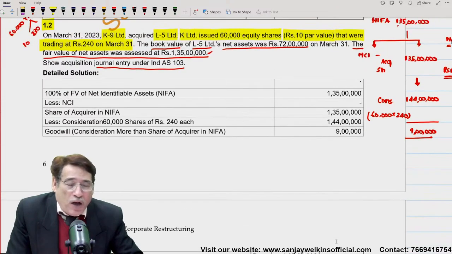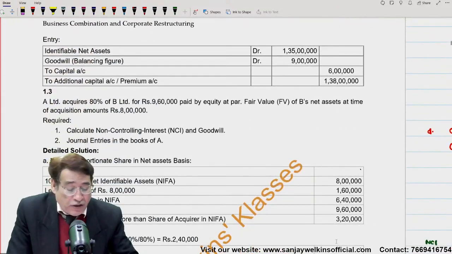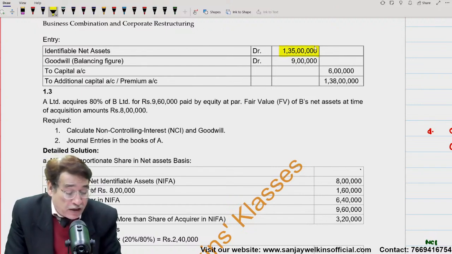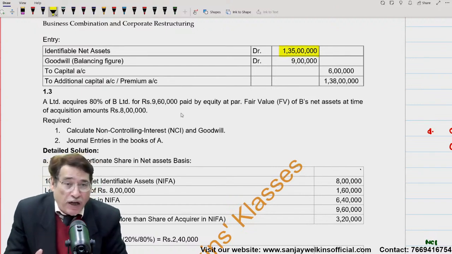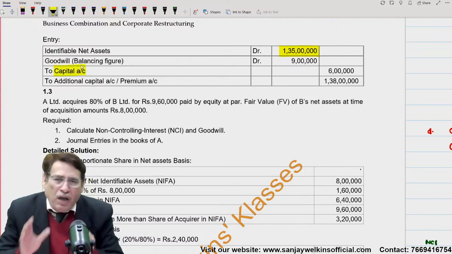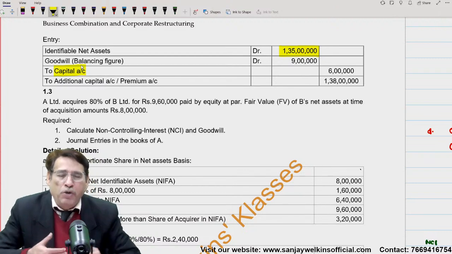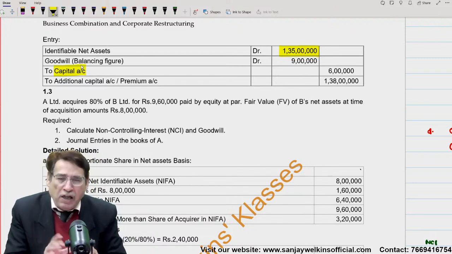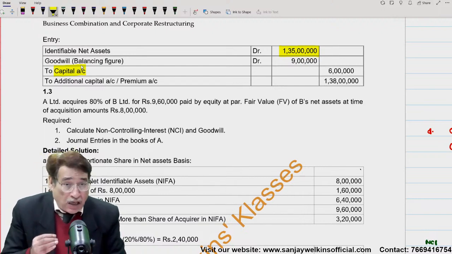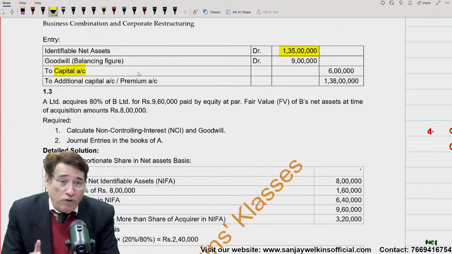Suppose I ask you what the entry will be; you can pass the entry in this manner. Here it is written. First of all, you write the net identifiable assets, 135 lakhs. Then see what I have written: to capital. If you ever get confused whether you should write cash or capital, at least for God's sake, write consideration payable. Is it clear to you? Otherwise, if you can write it in this manner, that's fine. So capital, what will be the amount of capital?